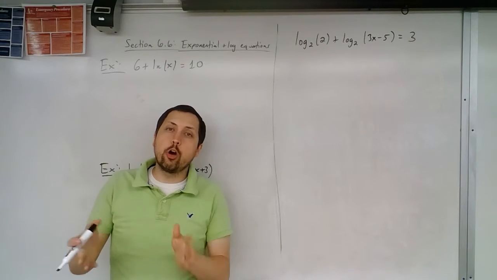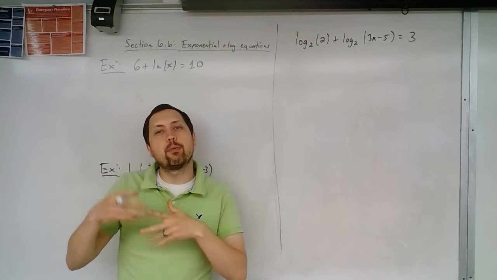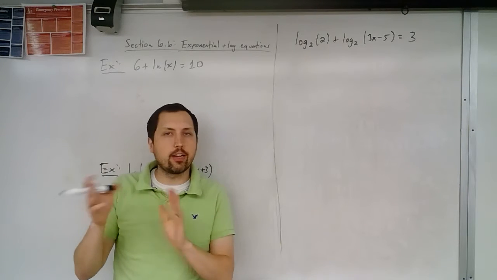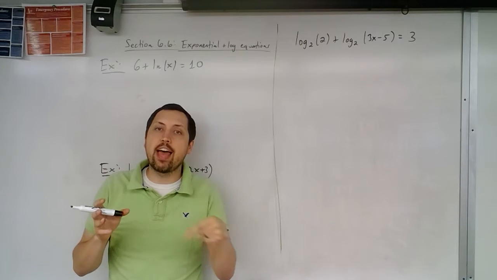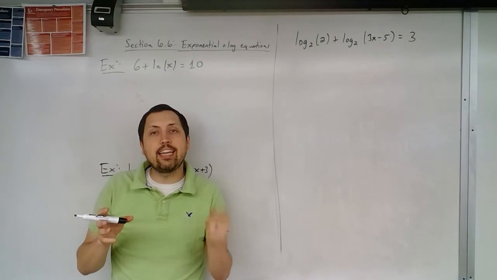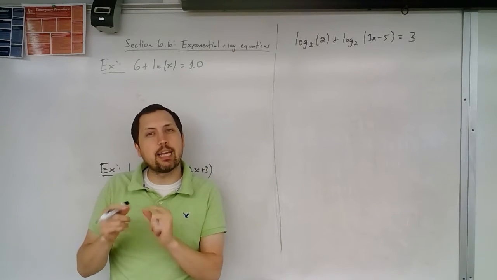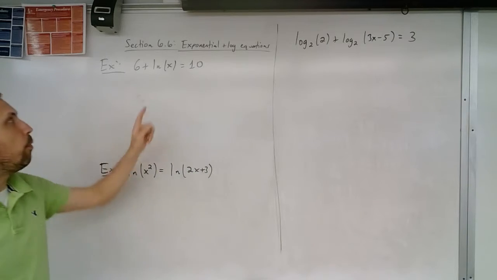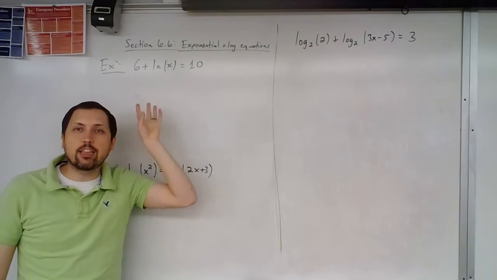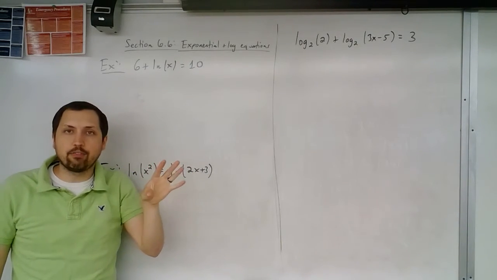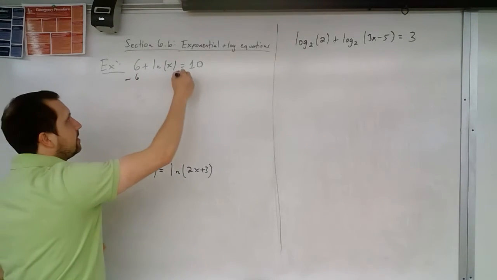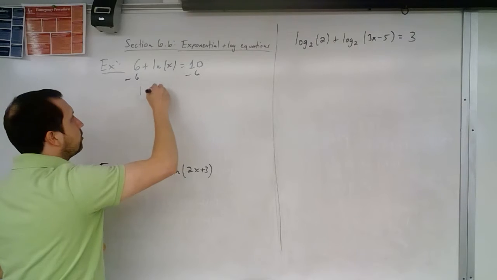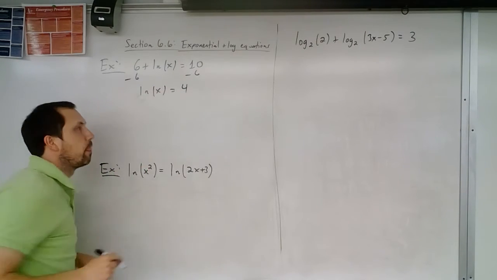Now, our go-to strategy when we had exponential functions that we were trying to solve for x, we wanted to get the exponent by itself, then apply logarithms. Here it's going to be a little bit different, but a similar twist. So our goal in this case is to get the logarithm by itself. If there's just one, get the logarithm by itself. So that means I subtract 6 from both sides. I have natural log of x is equal to 4.